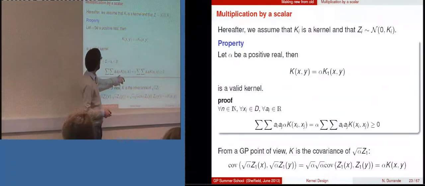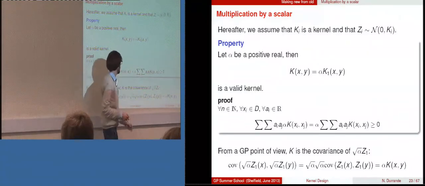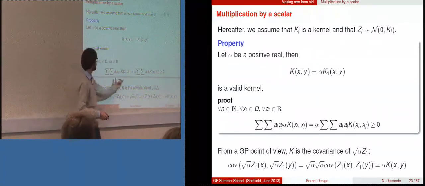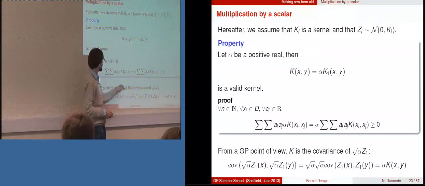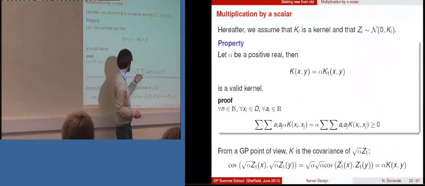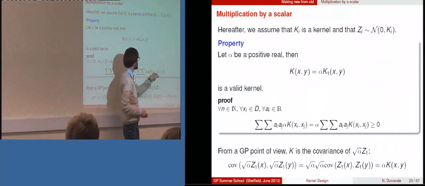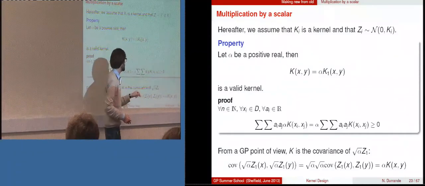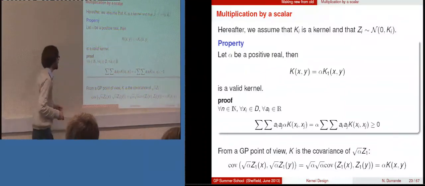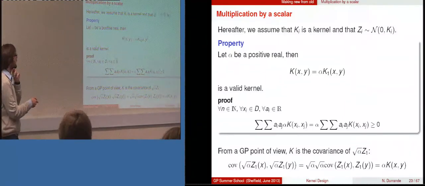This is straightforward to prove using the basic definition. I want to prove that this is greater than or equal to 0. I can just put my alpha out of the sums. And by definition, K_1 is a positive definite function, so this is true if alpha is positive. That's very basic. Here alpha somehow corresponds to the variance parameter that you've been estimating during the lab.